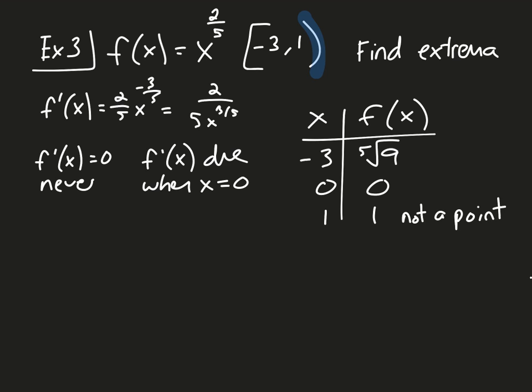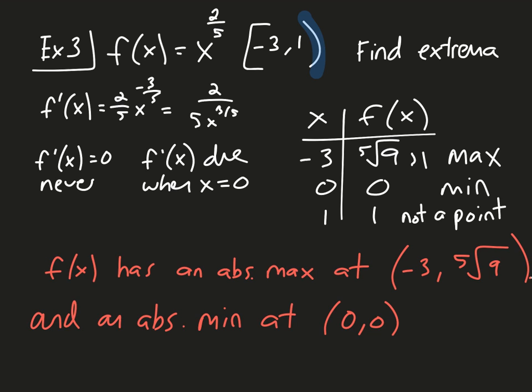So we set up our table, and we observe our y values. Note that the fifth root of 9 is greater than 1. Therefore, the fifth root of 9 is where we have an absolute maximum, and 0, 0 is our absolute minimum, and we can write a little conclusion.